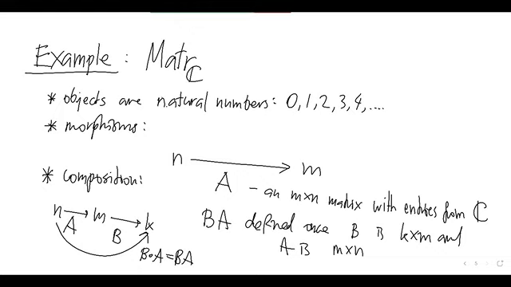We need to check that the axioms hold. Now that's easy. We already know matrix multiplication is associative, and we already know that we have identity matrices for each dimension. We have matrices with ones in the diagonal and zeros everywhere else. So let's look at another example, which keeps the same objects, but will change the arrows.